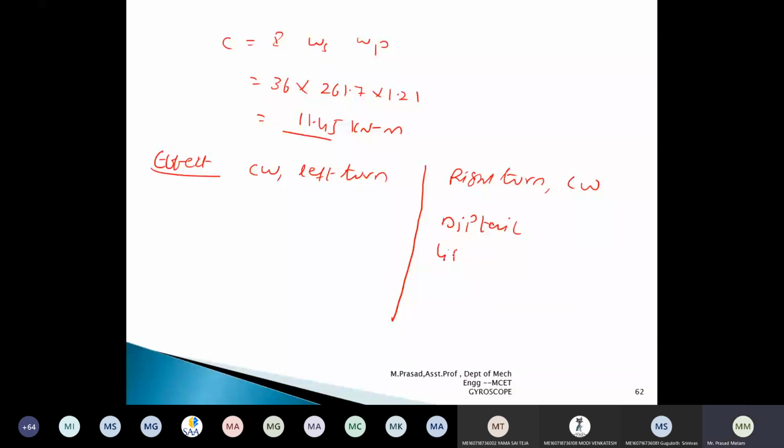Dip the tail, lift nose. What is for left turn here? Opposite to this one. That is dip the nose and lift the tail. So don't write the statement like this.